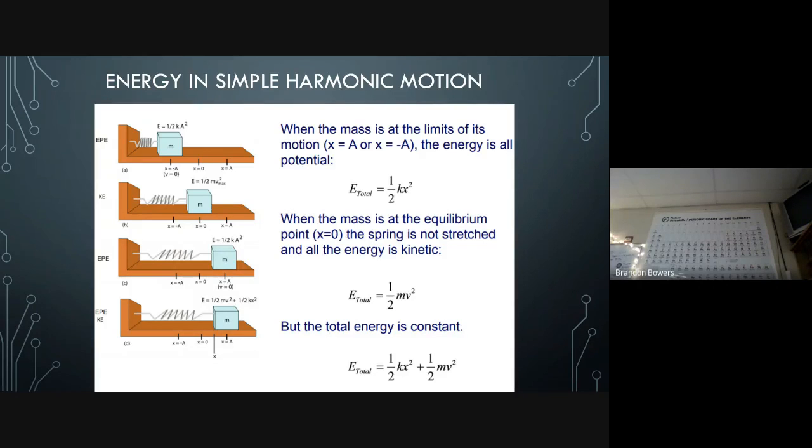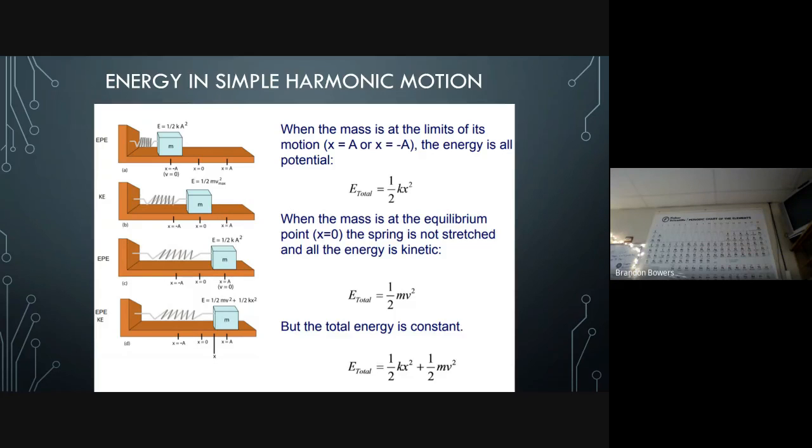Total mechanical energy is conserved. It's always going to be conserved. So initial is always going to be the same as final. Okay? And that's probably all we're going to get through today.